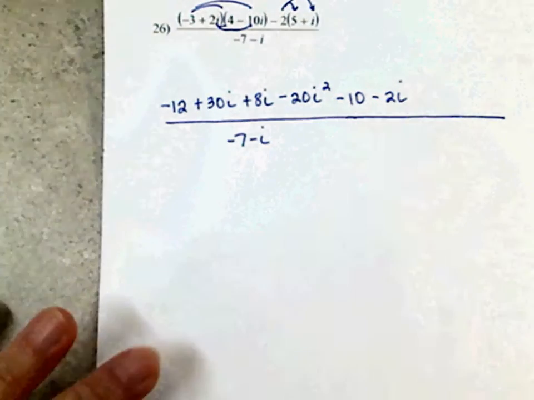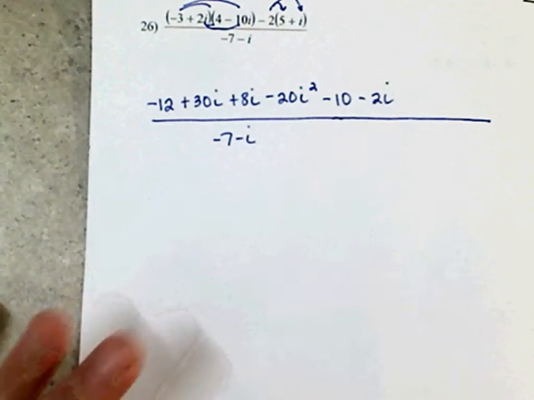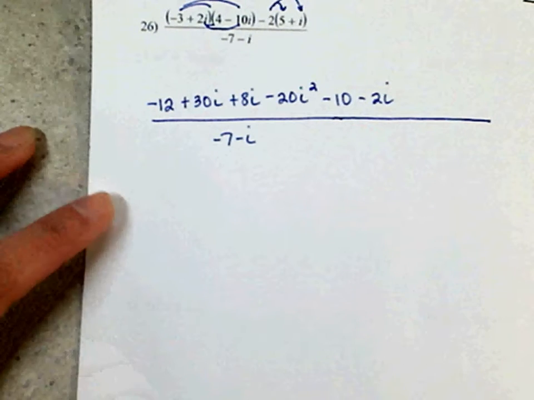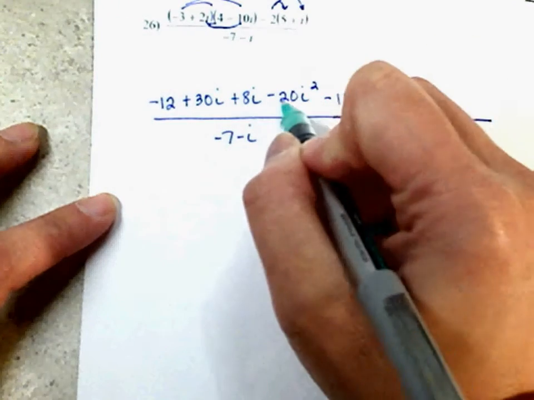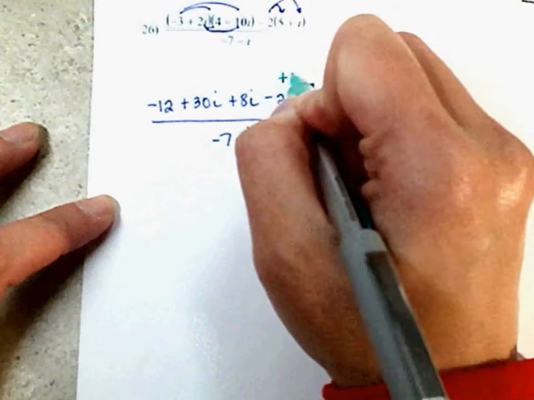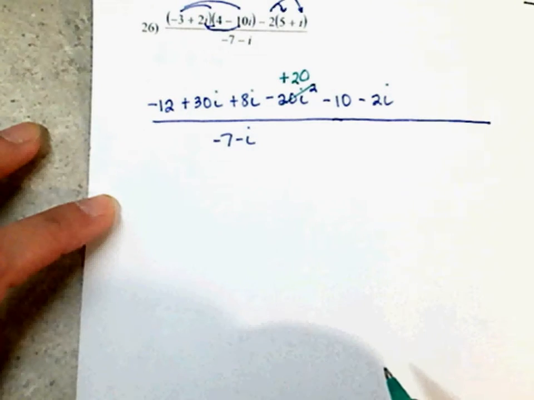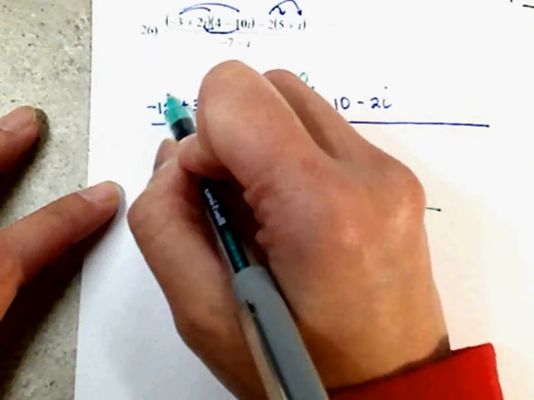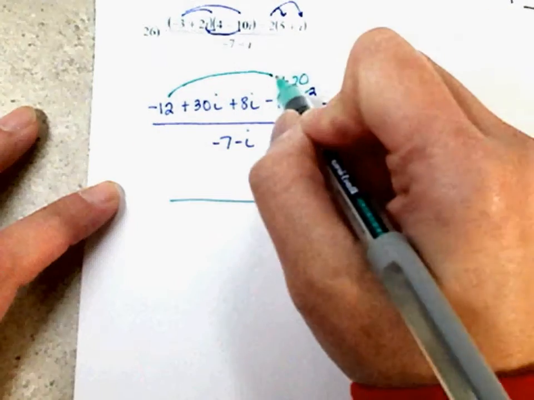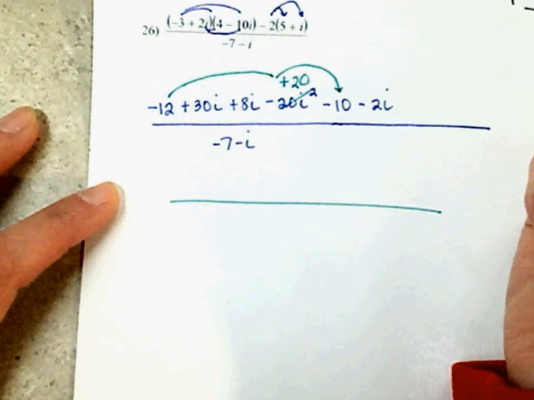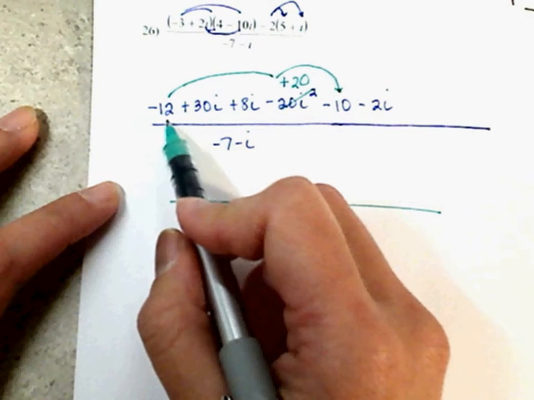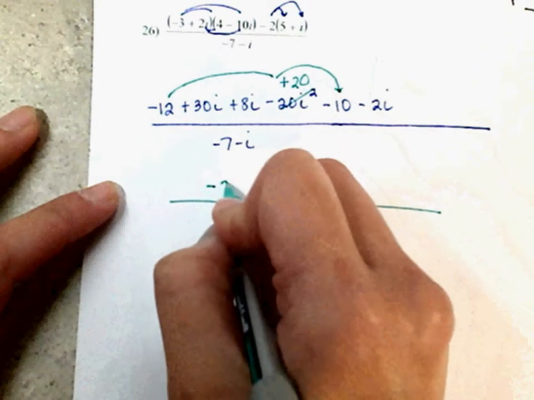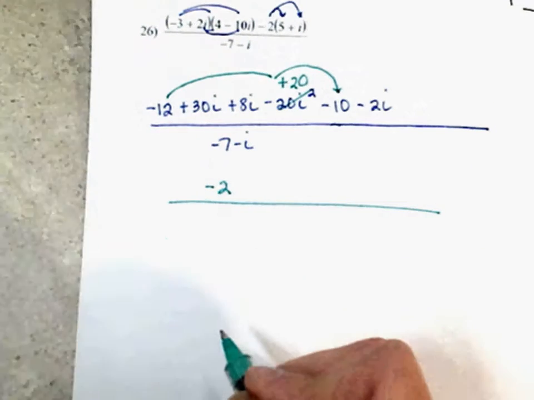Okay, everyone good? Before you do anything else, combine your like terms and simplify. I have an i squared here. What's negative 20 times negative 1? Positive 20. Let's see what we can combine. Let's look at your numbers. Can I combine negative 12 plus 20 minus 10? Yes. So what is negative 12 plus 20? Positive 8. What is 8 minus 10? Negative 2. I can type all that into my calculator.